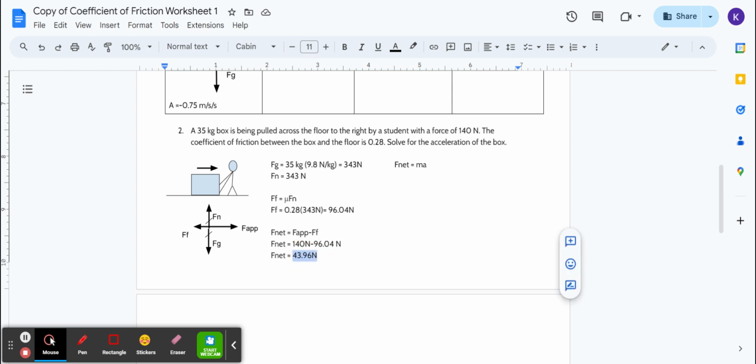And then the last equation is to solve with F net equals ma. In this case, I do know the net force, so I'm going to plug that in. It's 43.96 newtons. I do know the mass. It's 35 kilograms. I don't know the acceleration of the box. So I'm going to divide both sides by 35. 43.96 divided by 35. I got 1.256. I'll go ahead and round that to 1.26 meters per second per second.